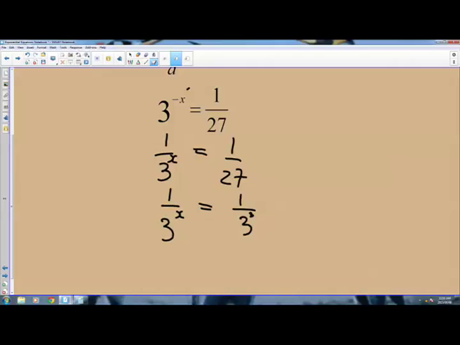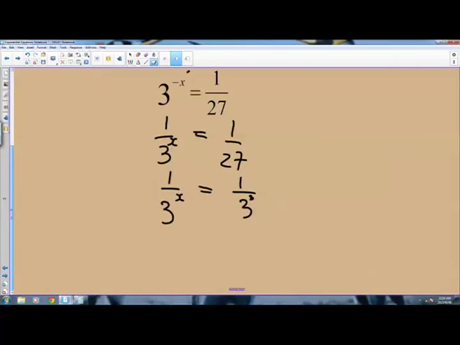So 1 is equal to 1. Therefore, if 1 equals 1 as our numerators, then 3 to the power x will be equal to 3 to the power 3. So if 3 equals 3, then the powers should also be the same. Therefore, x is equal to 3.